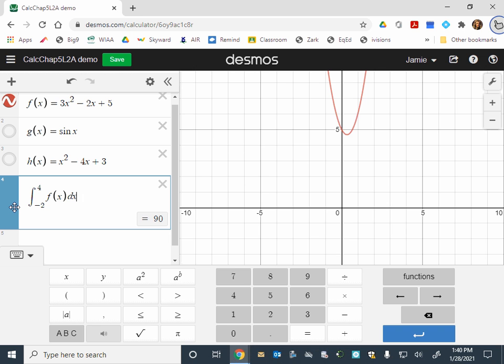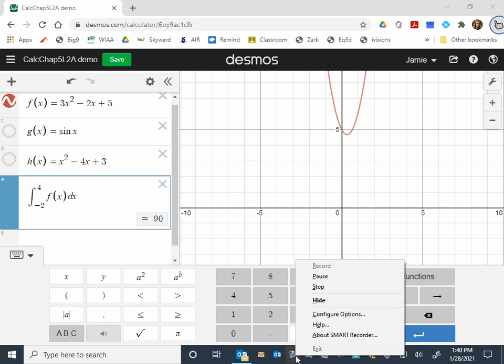Okay, so that's how I can come up with approximations of definite integrals using technology. So that's a nice thing to have. And we will explore a little bit more in this lesson on another video, but I'm going to cut this one off right here.